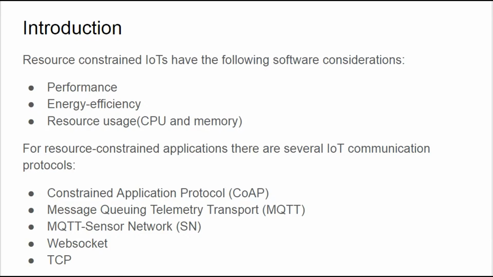This paper aims to provide certain guidelines to programmers when they go about choosing various IoT protocols for setting up network communication. The protocols we are going to be considering are Constrained Application Protocol, Message Queuing Telemetry Transport (MQTT), MQTT sensor network, WebSocket, and TCP.